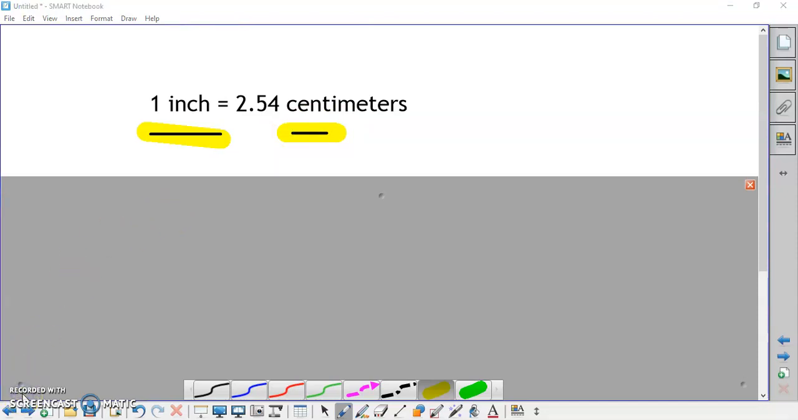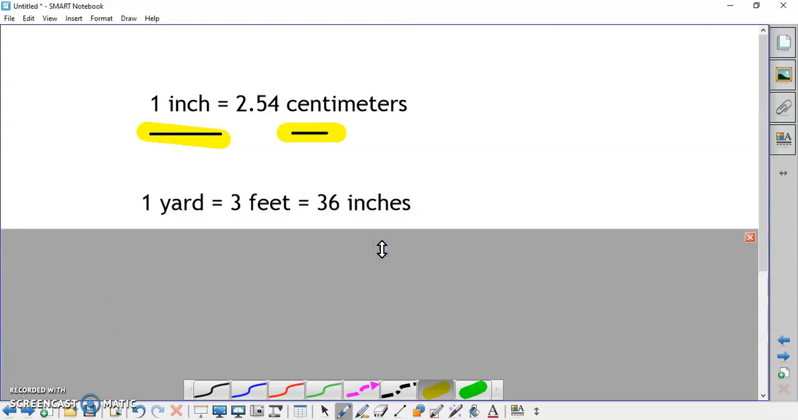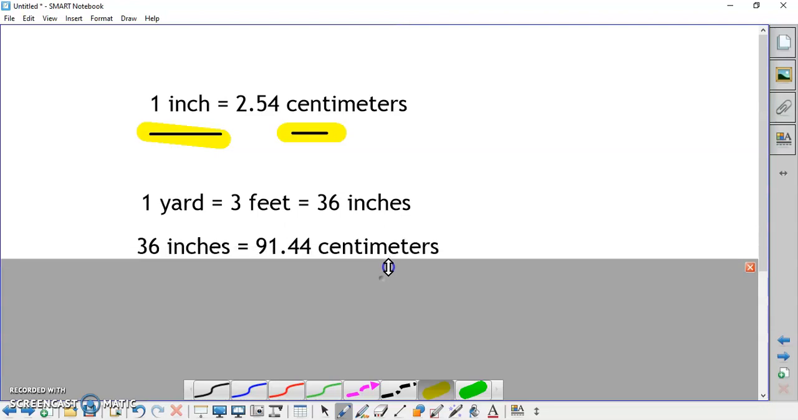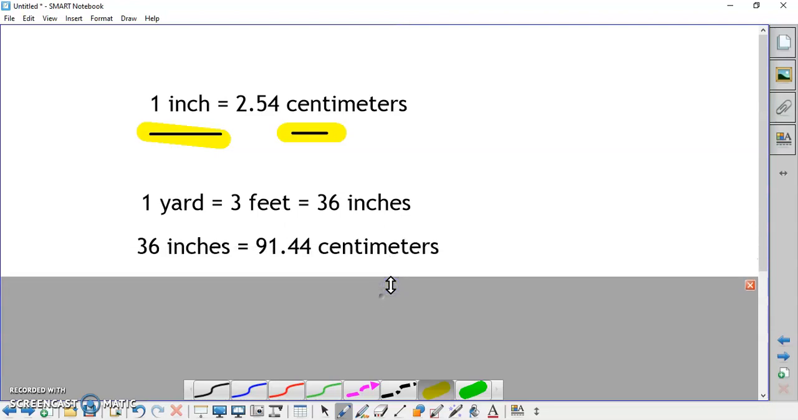What about things that we usually measure in yards or even feet? In the metric system, we would measure in meters. A meter is just a little bit bigger than a yard. In fact, if you've seen a yardstick, a meter stick is just a tad longer than a yardstick. We know that 1 yard equals 3 feet, and 3 feet equals 36 inches. Since 1 inch equals 2.54 centimeters, 36 inches equals 91.44 centimeters. So 1 yard is approximately 9/10 of a meter.